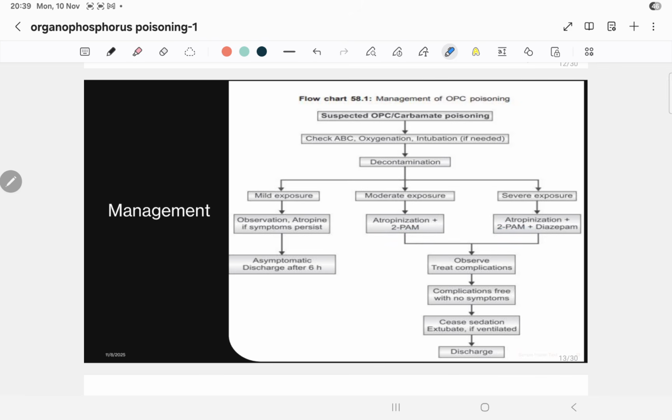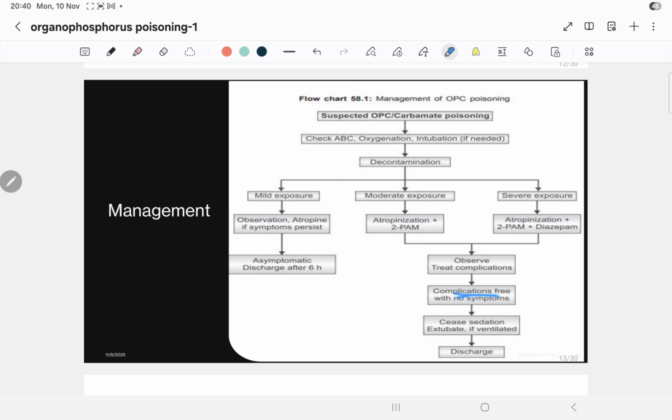2-PAM means Pralidoxime. It is an oxime, which we will discuss. And if there are seizures, you will give diazepam as well. So see, in moderate exposure and in severe exposure, it says observe the patient and treat complications. What complications? Intermediate syndrome and delayed polyneuropathy.